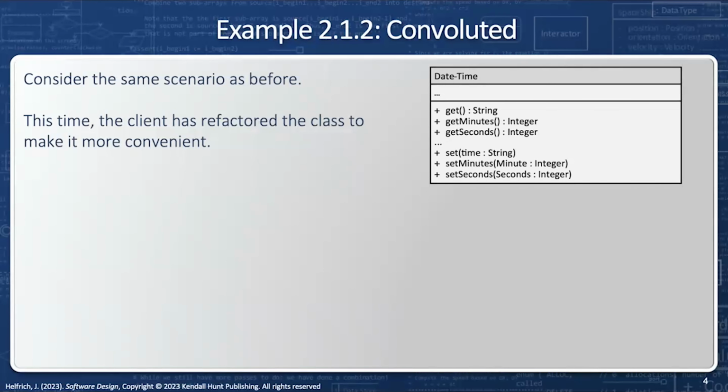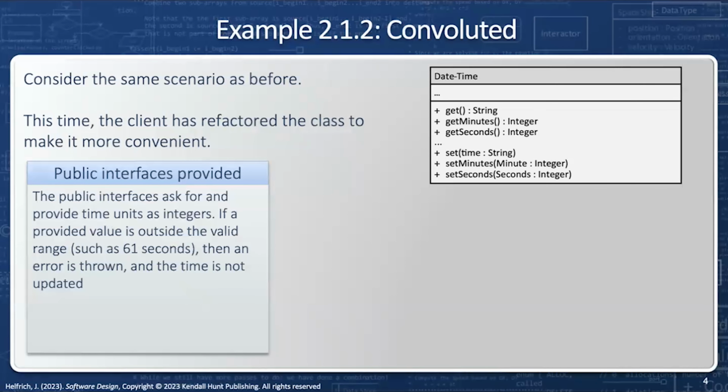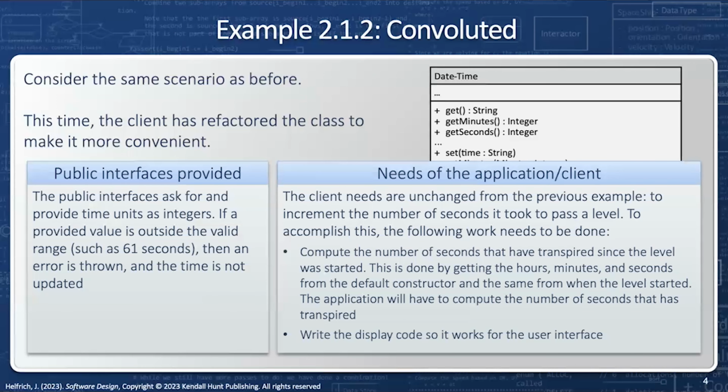This time the client has refactored the class to make it more convenient. So I have the get minutes, get seconds, set minutes, set seconds. So now I'm not working with text, but rather with integers. Now the public interface asks for and provides the units as integers. If a provided value is outside the range, such as 61 seconds, then an error is thrown and the time is not updated.